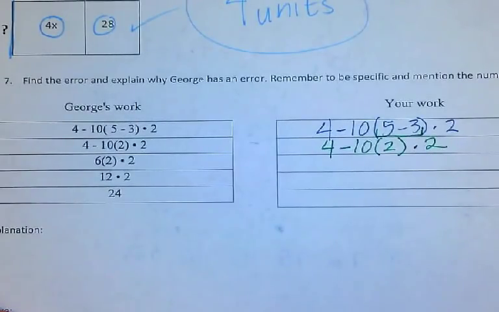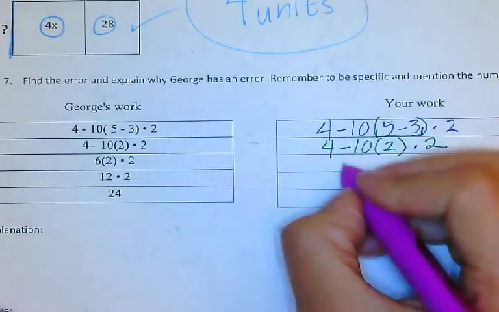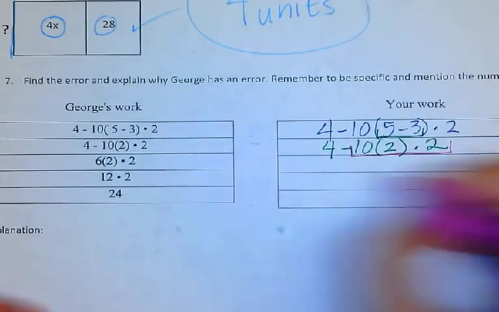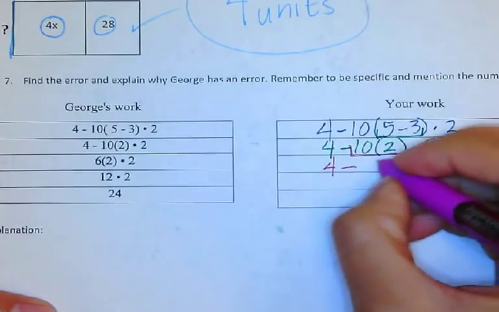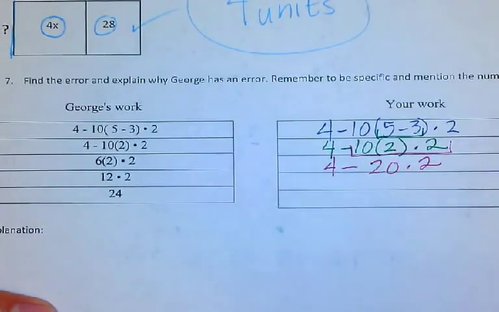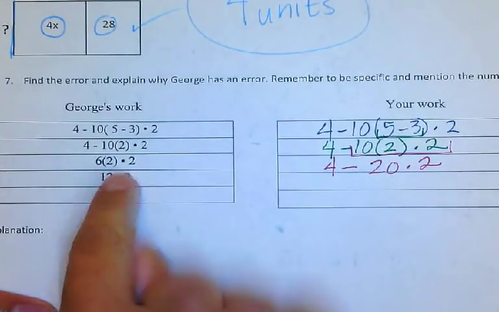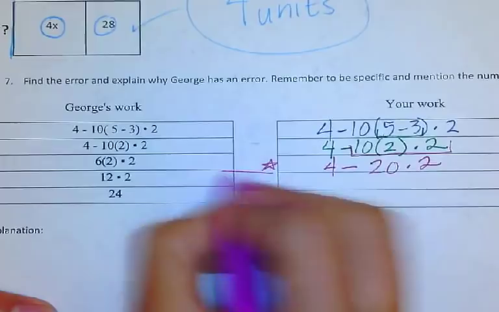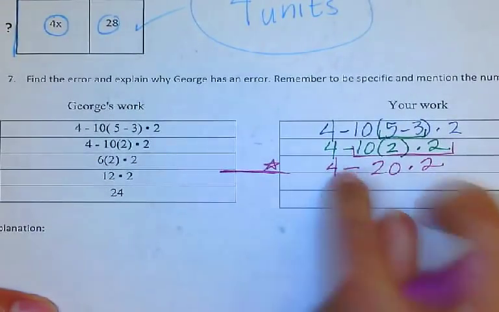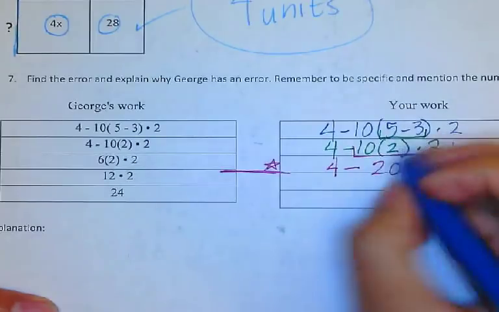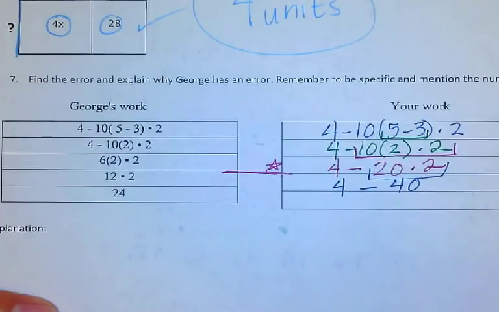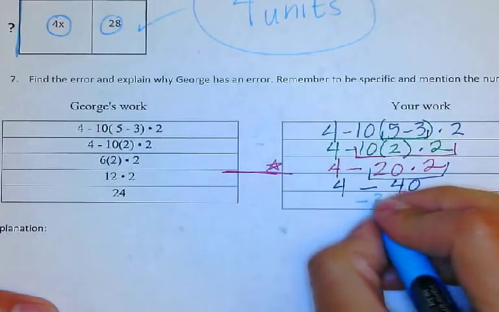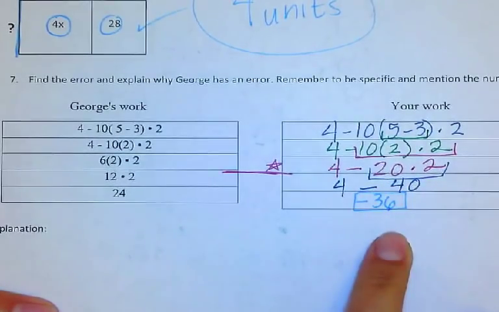My next step would be to multiply, and you go from left to right. So I have 4 minus 10 times 2 is 20, and then times 2. So that's where I think George made a mistake in this step right here. Okay, and then I will continue multiplying. So 4 minus 20 times 2, which will give me 40. Now I can subtract. So 4 minus 40 would give me negative 36. So this is my correct work.